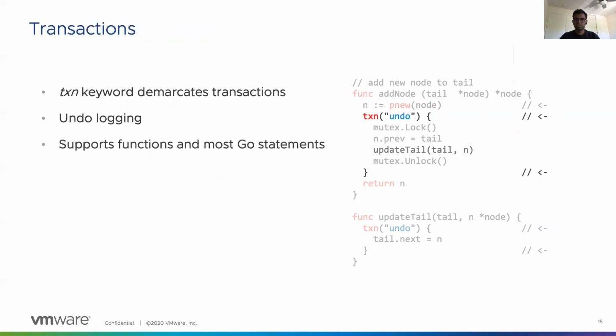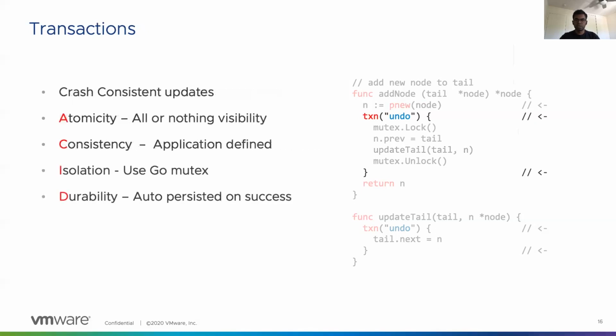txn is a GoPmem keyword to demarcate transaction boundaries. Internally, it implements undo logging. We support calling functions as we show here with the update tail function. We also support most Go statements inside the txn block. Expanding a bit more, transactions in GoPmem are the way to make crash-consistent updates. These transactions support all the ACID properties.